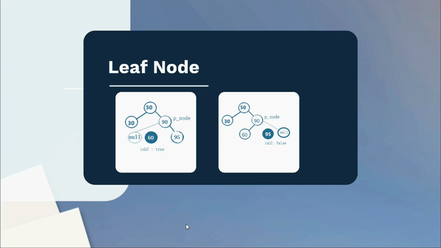You see the first diagram, 60 is to delete. Then set parent node left to null. And in the second diagram, 95 to delete. Then set parent node right to null. Here we are making a decision, left child or right child, to make null by using isLeftChild. If isLeftChild is true, then we make parent node left null. If isLeftChild is false, then we make parent right null.